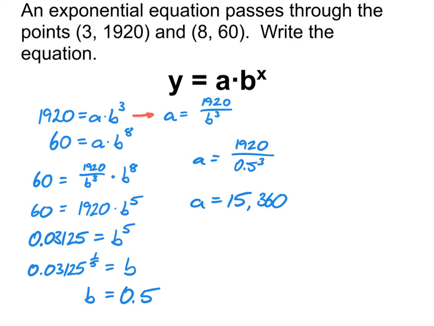15,360, which means that my final equation here is going to be y equals 15,360 times 0.5 to the power of x. And if you want to write this 0.5 instead as just 1/2, that's perfectly fine. That's also allowable, but 0.5 is also fine as well.